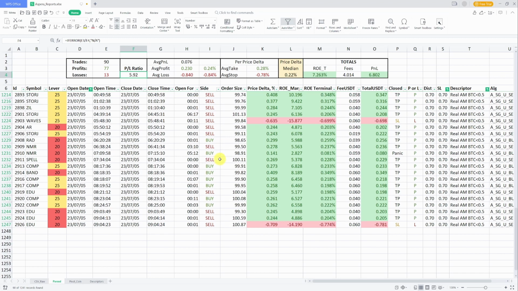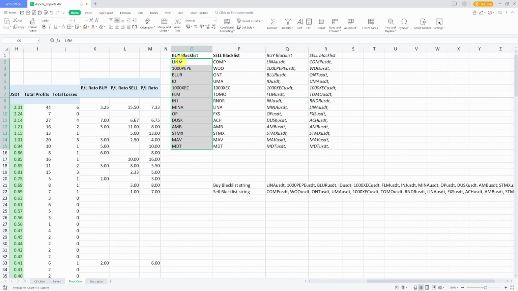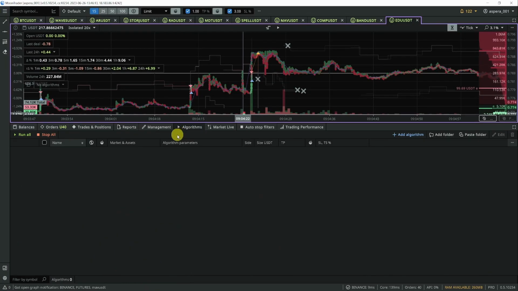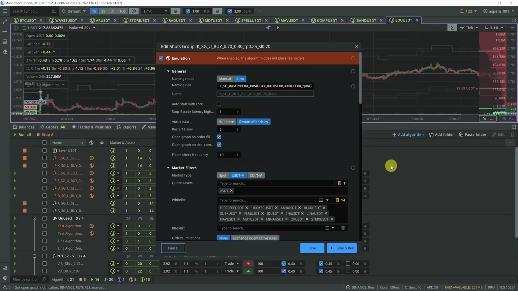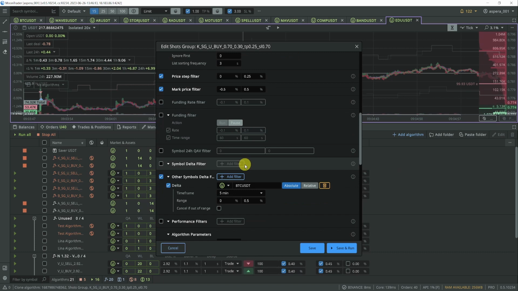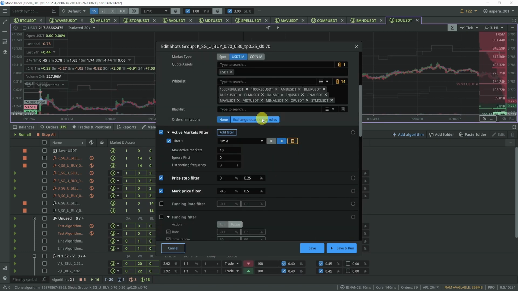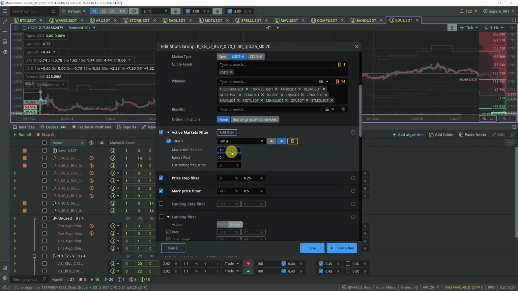And before we proceed, I want to show you another thing. You remember that I wanted to do a control where I use my blacklisted coins and put them in an algorithm to see exactly how these are performing. So let's go back to this algorithm real quick. It's this one. So my idea was to have a whitelist and then to have the active markets also enabled. And my assumption was that it was gonna trade only these coins and only when they are in the top 10 most active. Let's verify if that was the case.